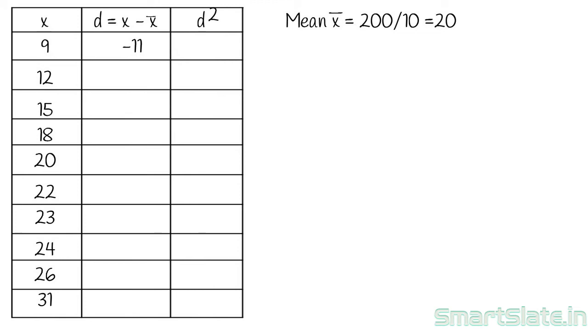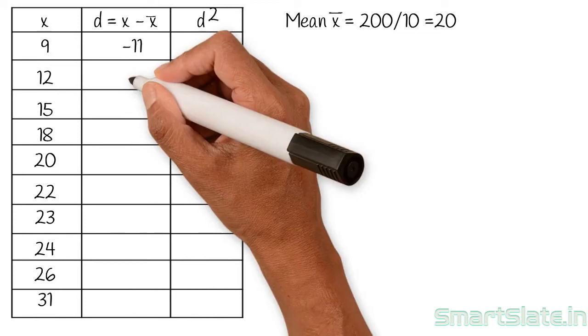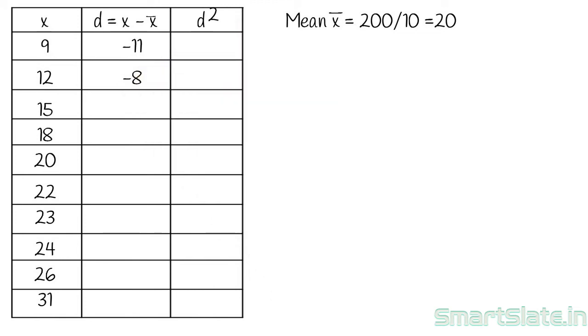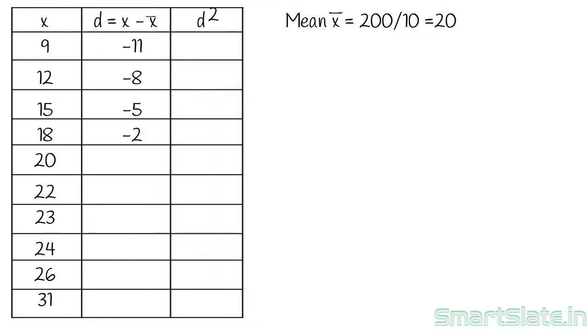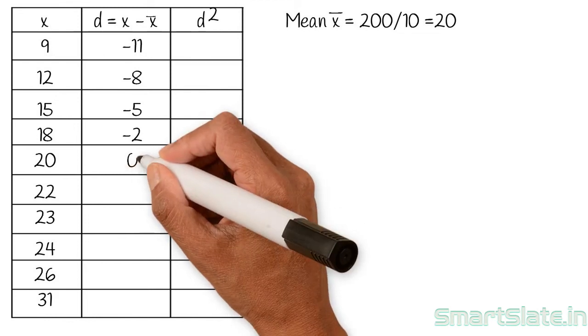Deviation of 12 is 12 minus 20, which is minus 8. Deviation of 15 is 15 minus 20, which is minus 5. Like this, deviation of 18 is 18 minus 20, minus 2. 20 minus 20 is 0.